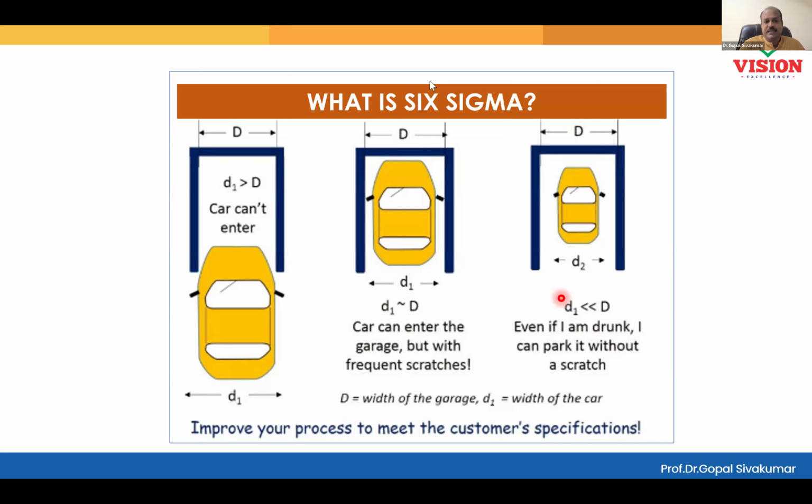If the car is smaller than the driving area, tell me, if you are the driver, where will you try to park the car? Would you like to park the car at the center or closer to the walls? Center. Because that is the safest point. Even if I make a mistake, still my car cannot touch the wall. That is the idea. Similarly, in any business, the safest area to operate is the customer provided target. Make sure your process is operating in the region of the customer provided target.